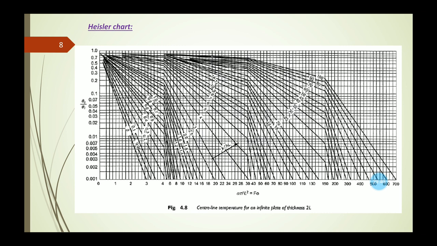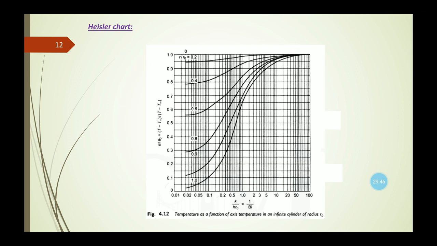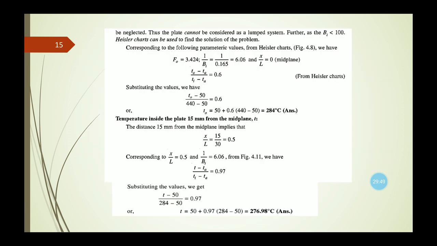So based on this, we have identified the value of theta naught by theta I from this Heisler chart. This value we are getting almost 0.6. If we put this value here, we can find the value of T naught from this equation. So we are getting T naught as 284 degrees centigrade.